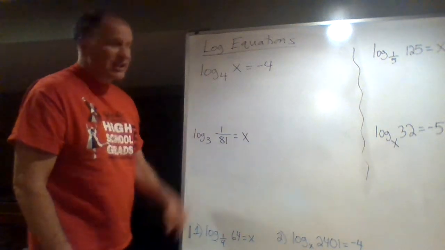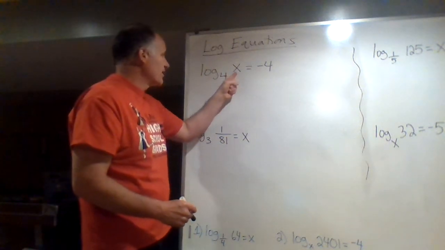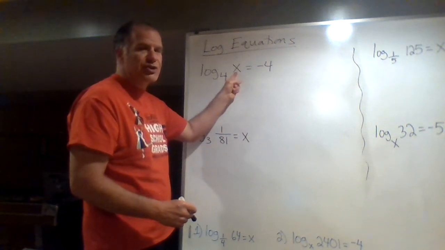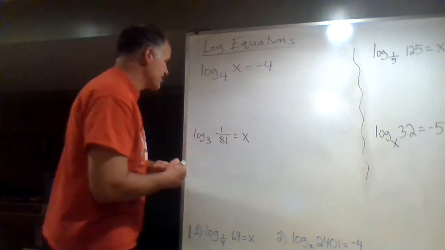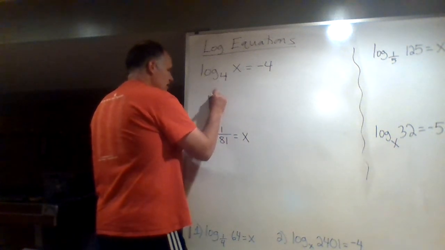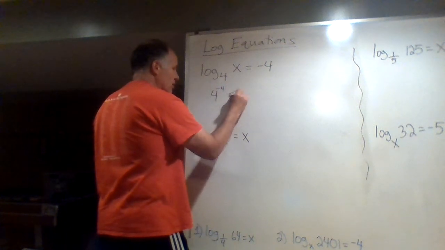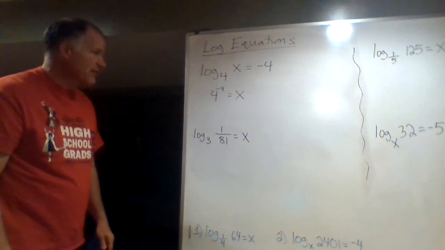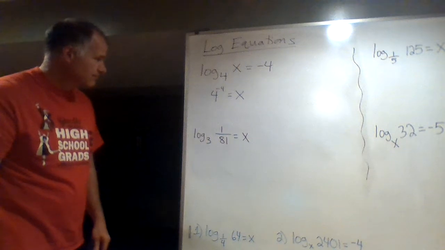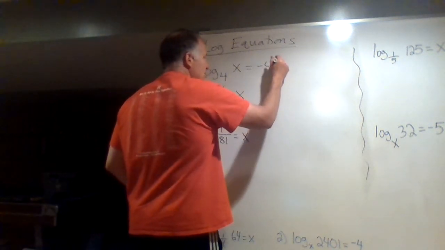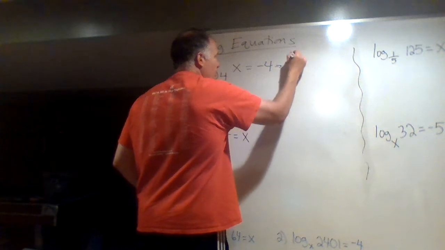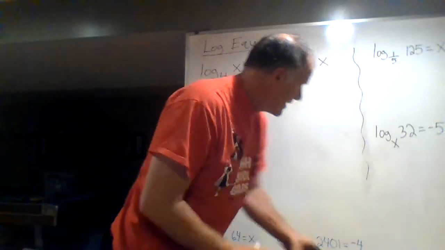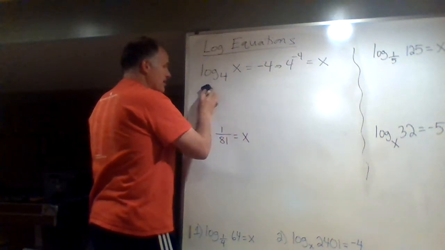So let's just actually, this is the easiest one. Log 4 of x equals negative 4. Remember, when the x is here, you're just solving for the answer. So this is actually pretty simple. So we have 4 to the negative 4 power equals x. See that? I'm going to move it over here because I need to move downward instead of sideways.